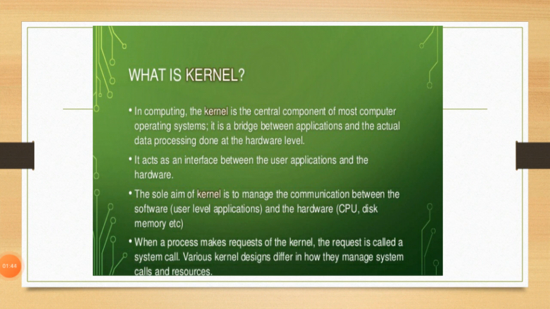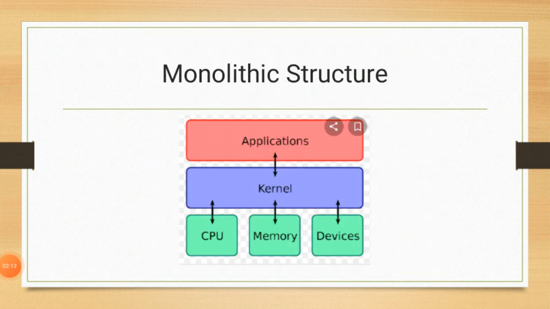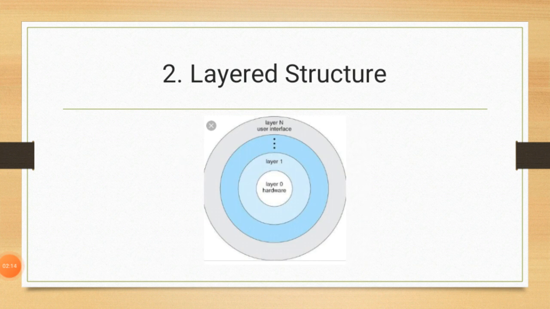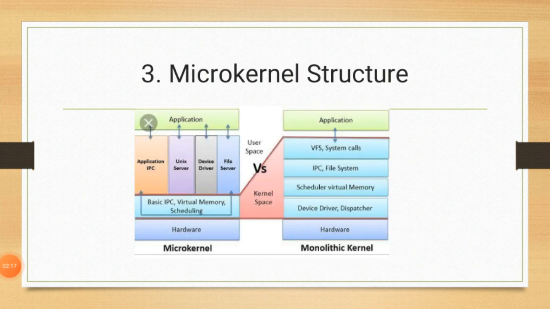Various kernel designs differ in the types of structure. Only in the structure of an operating system is there a difference between the kernels. Hence we should know what we mean by kernel. Next we will study the various types of structures of an operating system. There are three structures of an operating system: one is monolithic structure, second is layered structure, third is microkernel structure.